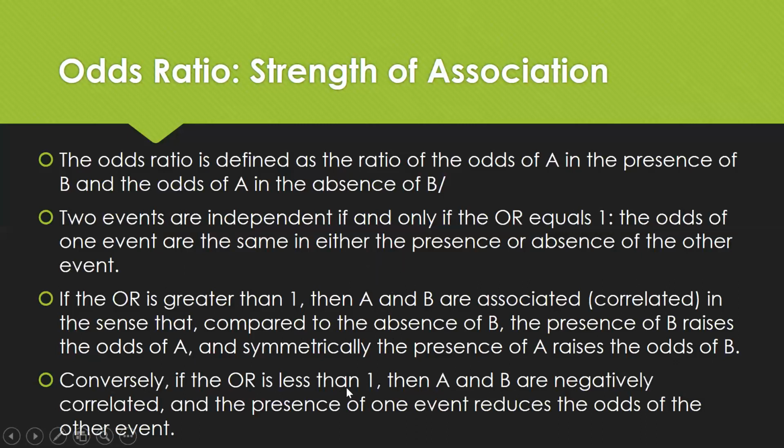But if the odds ratio is less than 1, then A and B are negatively correlated, and the presence of one event reduces the odds of the other event. So be thinking about that odds ratio and the strength of the association surrounding the value of 1 as you interpret that odds ratio.